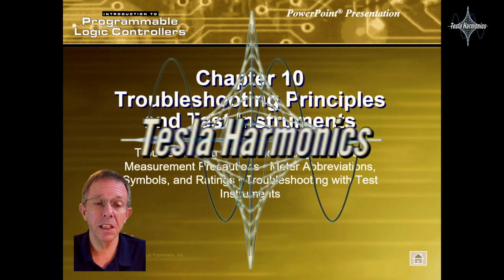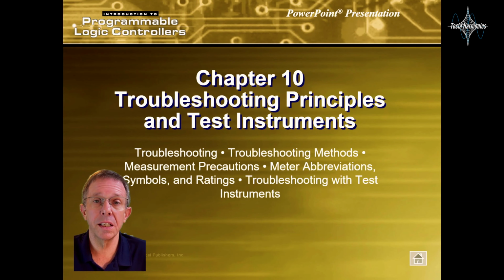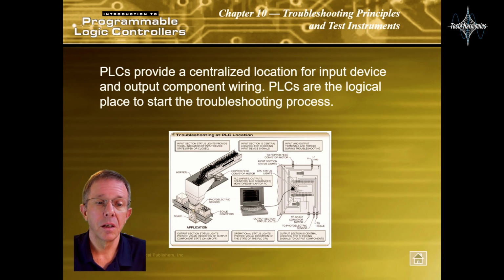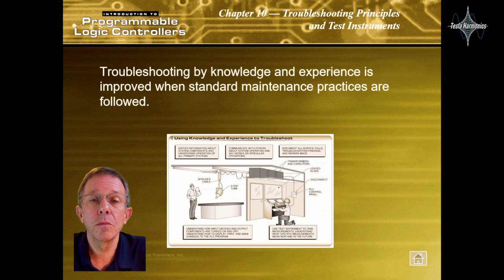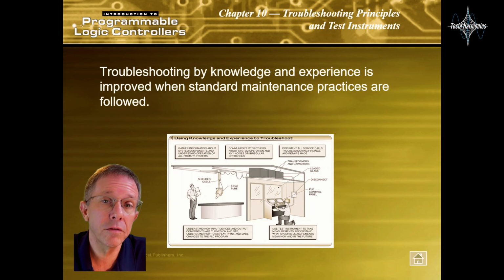Okay, everyone, let's look at Chapter 10, Troubleshooting Principles and Test Instruments. PLCs provide a centralized location for input device and output component wiring. PLCs are the logical place to start the troubleshooting process. Troubleshooting by knowledge and experience is improved when standard maintenance practices are followed.